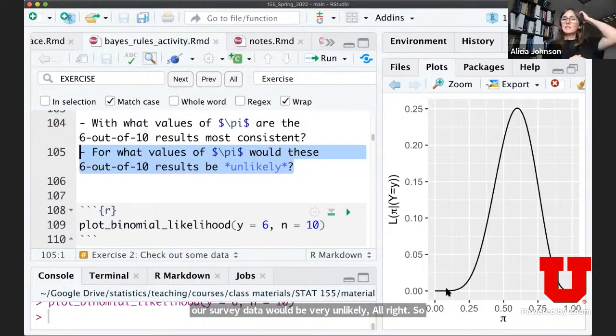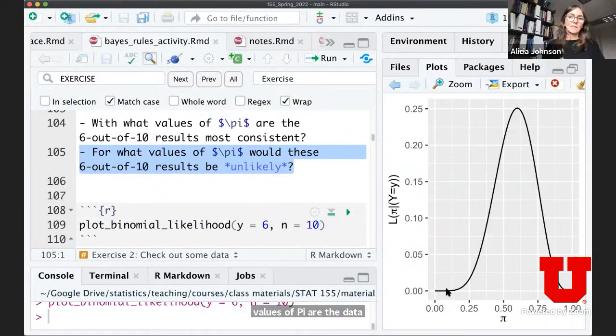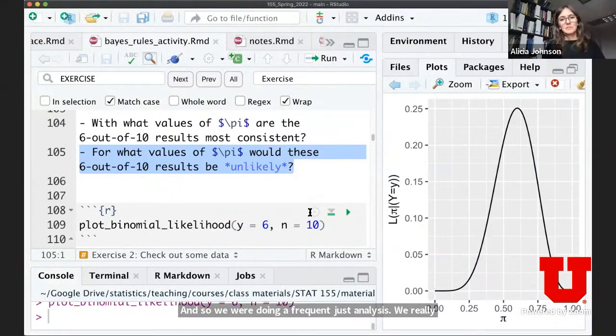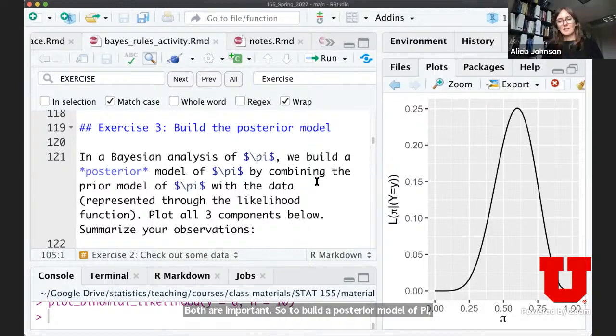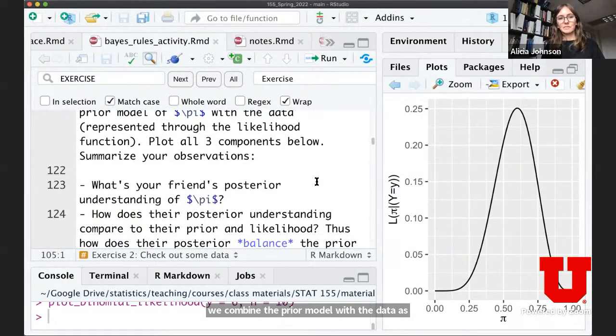So to bring those two pieces together, the prior ignores the data and is just looking at what's our best guess of pi and what's our uncertainty about pi before seeing any data. The likelihood function is ignoring the prior and just looking at the data, basically asking with what values of pi the data are consistent. If we were doing a frequentist analysis, we'd really just use this likelihood function. But in a Bayesian analysis, we combine those two pieces. Both are important. And so to build a posterior model of pi, we combine the prior model with the data as represented by the likelihood function.